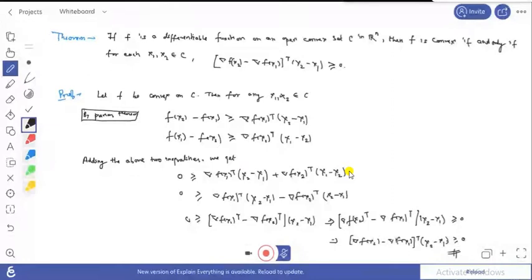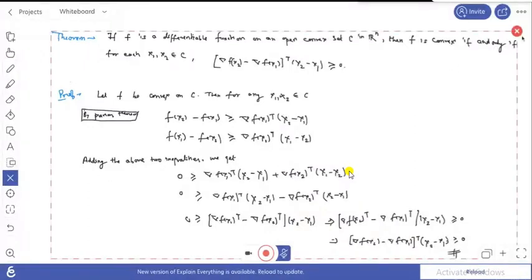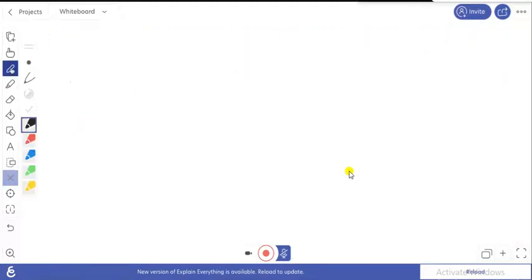Now, if we take this condition to hold for any two points x1 and x2 belonging to C, we are able to prove that the function is convex. This is the converse part. So on the next page we take the converse part. Okay, so conversely, we prove the converse.